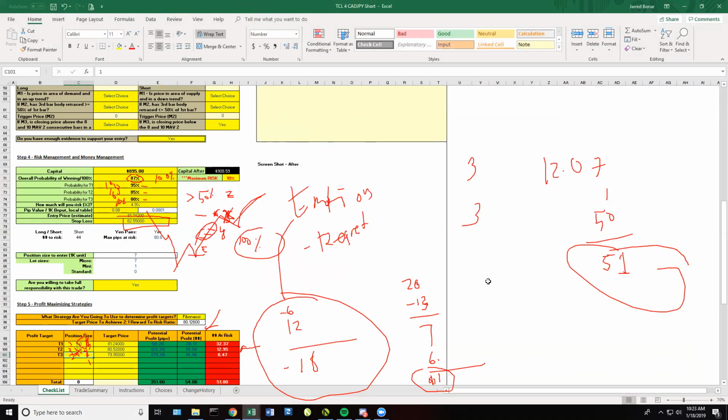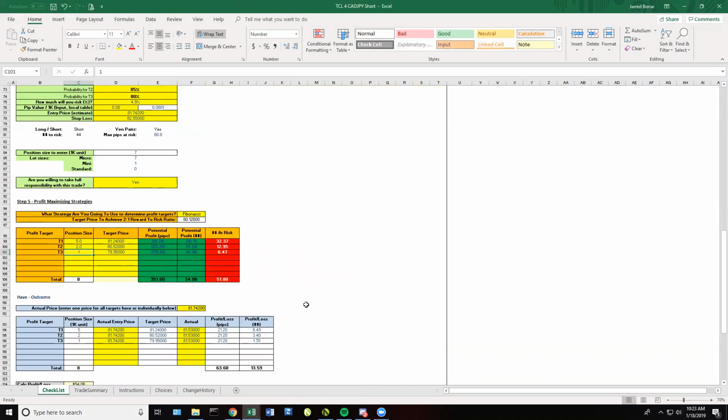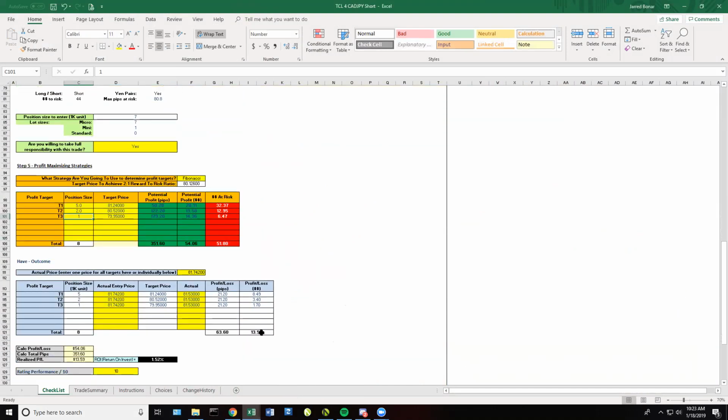Because this is the CAD yen, right? At the end of the day, were you at a profit? Did it go your way? I believe so. Yeah, I closed it out at T1, all of it, or a little under T1, because it didn't want to play ball at demand.